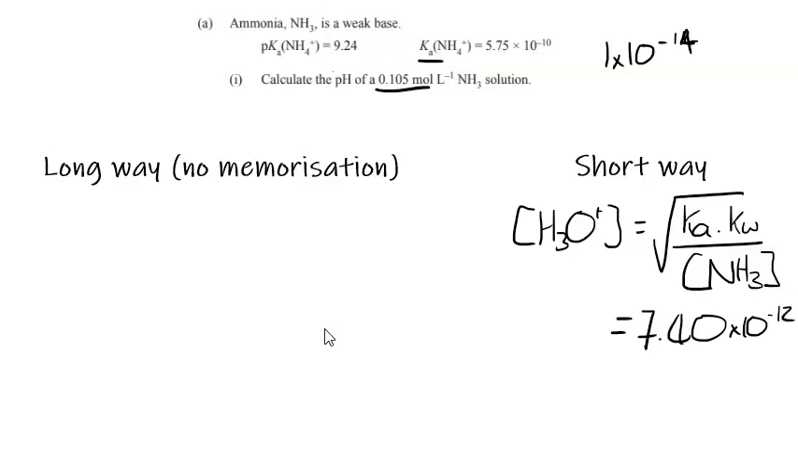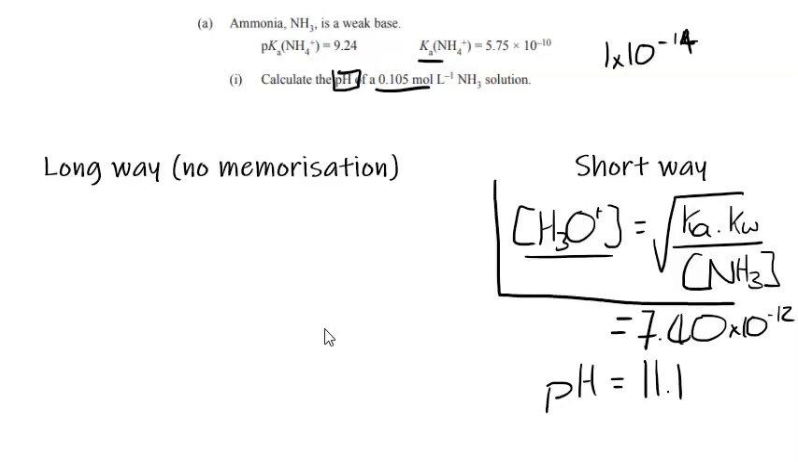Because the question asks you to calculate the pH and not just the concentration of hydronium, we then take the negative log of that answer, which gives a pH of 11.1. So that's pretty quick and easy, but the only thing is that you need to memorize this equation. It is not given to you in the resource booklet.